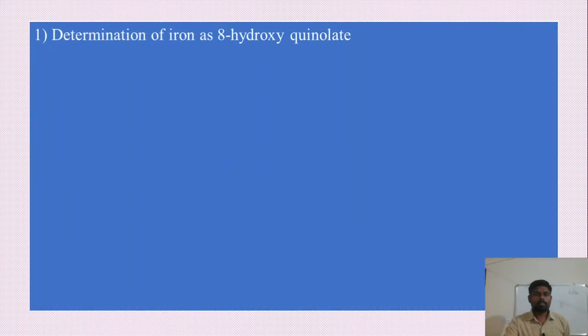Number 1, that is determination of iron as 8-hydroxyquinolate. Okay, as per this topic, I am going to discuss with you not the theory portion, but a step-by-step process by which you can easily determine the iron with the help of the formation of 8-hydroxyquinolate. By this process you can do the practical in a laboratory.